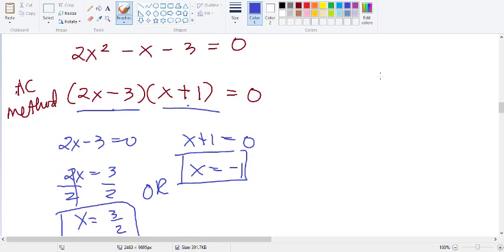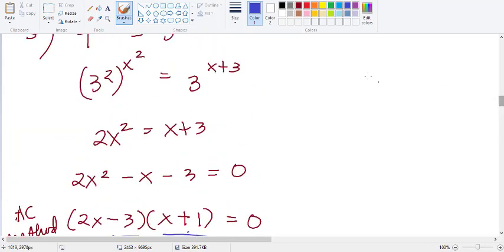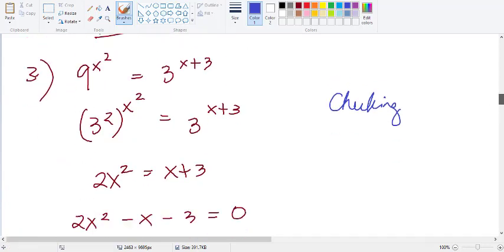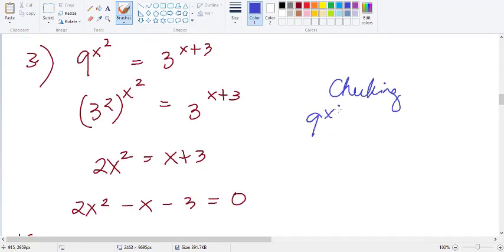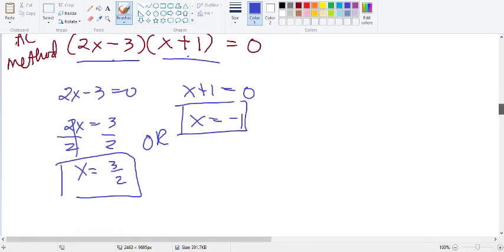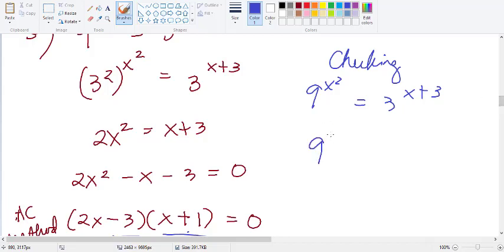How will we know which one is the correct answer? Checking. No? I-check natin siya. So, going back to the original equation, 9 to x squared is equals to 3 to the x plus 3. So, unahin natin yung 3 halves. Tama ba? Tama, 3 halves. So, 9 to the 3 halves squared is equals to 3 to the 3 halves plus 3. Okay, so butihin calculator.